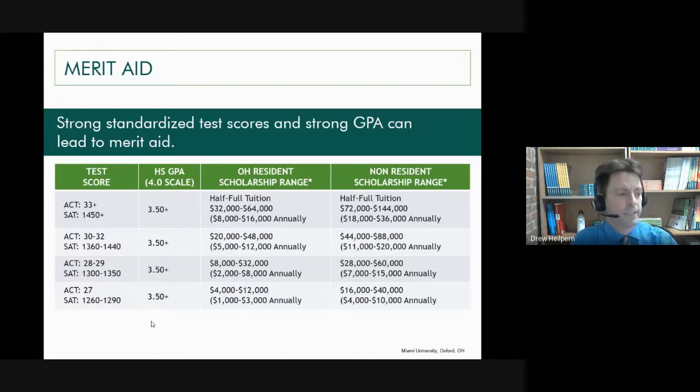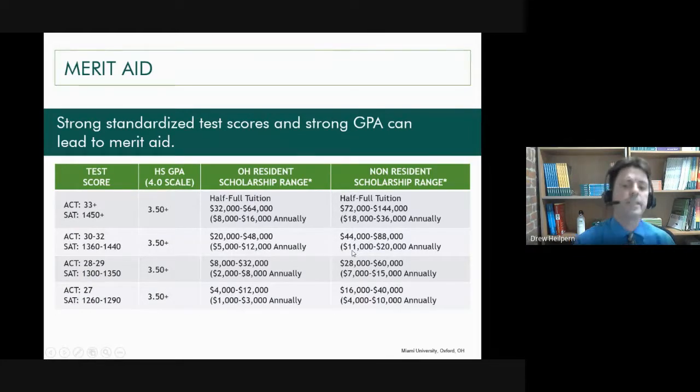So this is just one example that I pulled. This is from Miami University in Oxford, Ohio. And you can see it's a pretty strong student, 3.5 out of a 4.0 GPA scale. But you can also see as the standardized testing scores go up, the amount of that merit aid award also goes up.